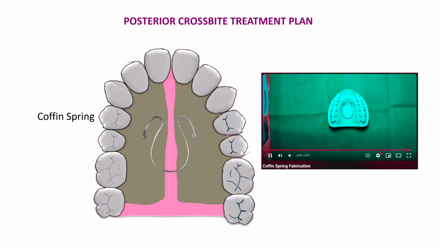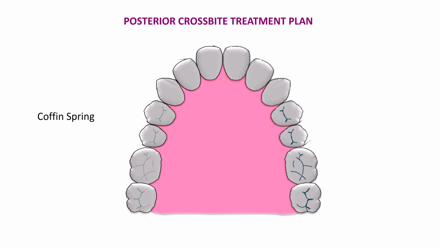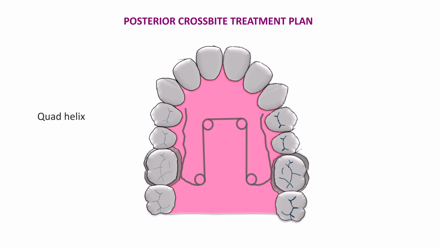Next, coffin spring. Coffin spring causes slow expansion of maxillary arch. The video for fabrication of coffin spring is given in description. Coffin spring causes maxillary expansion. Quad helix. Quad helix causes slow maxillary expansion. These are especially used in non-growing patients.